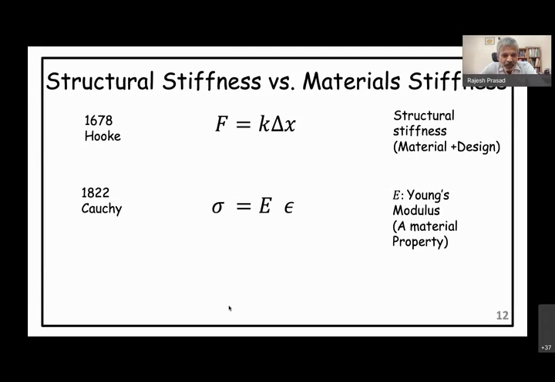The question can come to mind. This is a mystery: if sigma equals E epsilon is Hooke's law, then how is the constant E Young's modulus? That mystery is explained in the history of these 150 years which it took for this conversion.